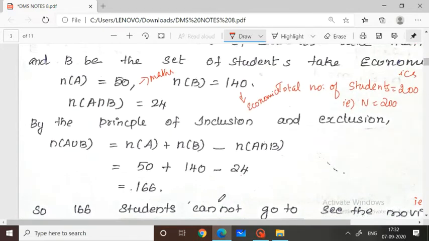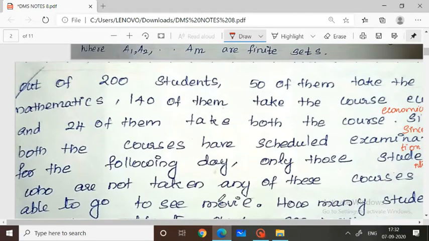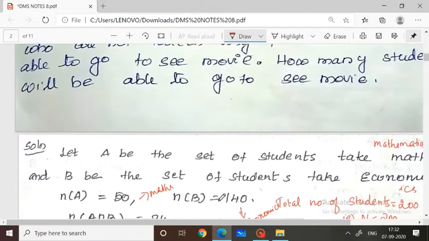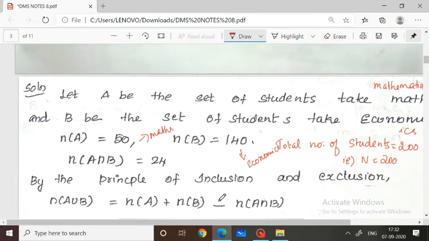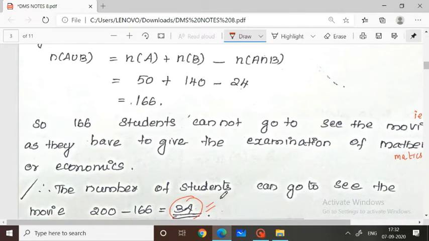So first of all, this is a very simple problem. Here it is given, out of 200 students, n is given. Sometimes n will not be given, but in this case n is given. So n of A union B equals n of A plus n of B minus n of A intersection B. You can apply this formula and you can find the answer.